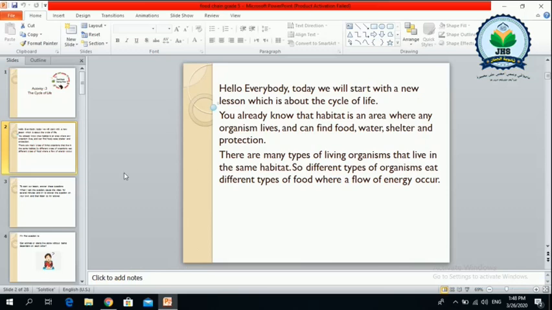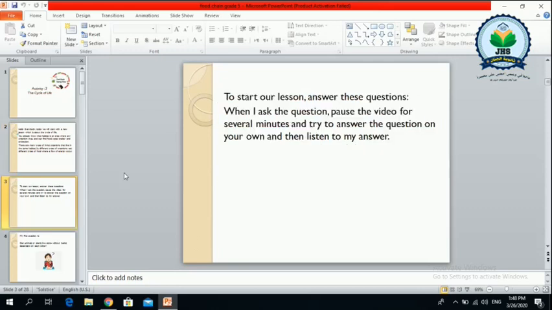You already know that habitat is an area where any organism lives and can find food, water, shelter and protection. There are many types of living organisms that live in the same habitat. So, different types of organisms eat different types of food where a flow of energy occurs. To start our lesson, answer these questions.